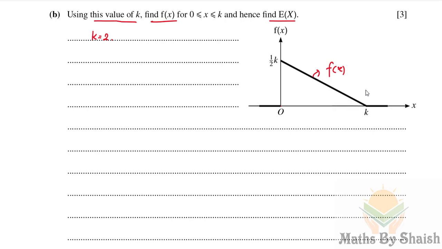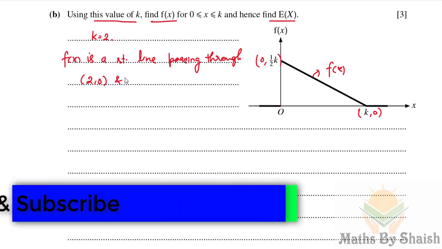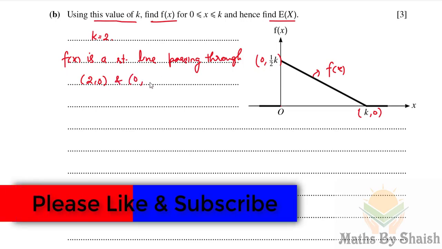So we require f(x), which is a straight line passing through the coordinates (k, 0) and (0, k/2). With k equal to 2, one point is (2, 0) and another is (0, 2/2), that is (0, 1).